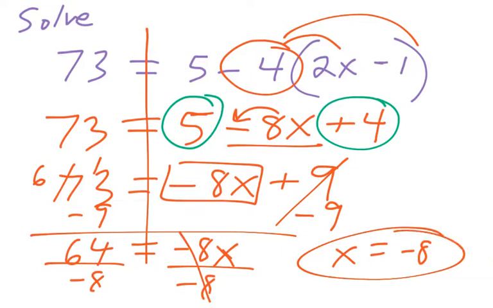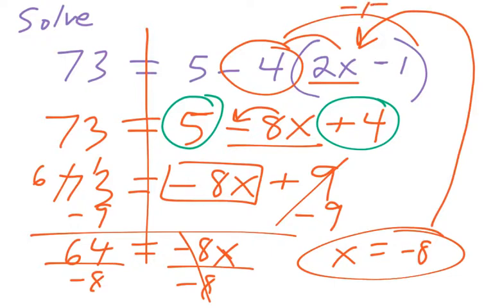Remember, if you want to check it, you could plug it in back here. I would do the parentheses first. So, negative 8 times 2, that would be negative 16, right? Minus 1 would be negative 17. Then we'd actually do negative 17 times the negative 4. That becomes a positive 68. And then positive 68 plus 5, that would in fact give you 73, so it does check out.